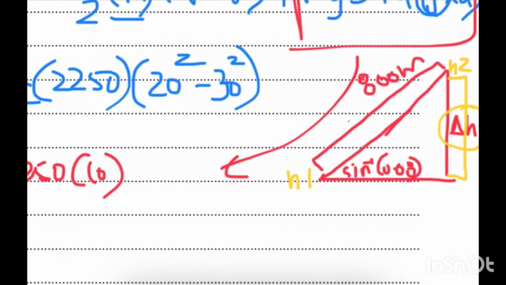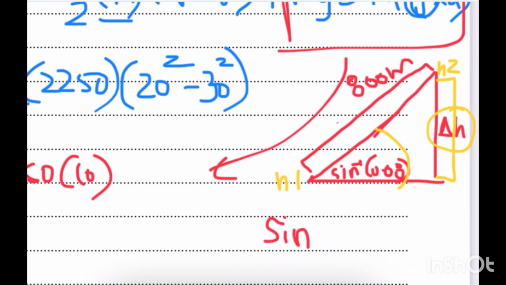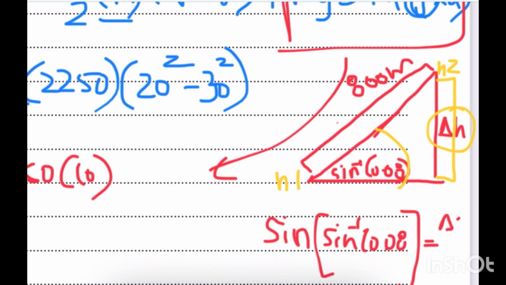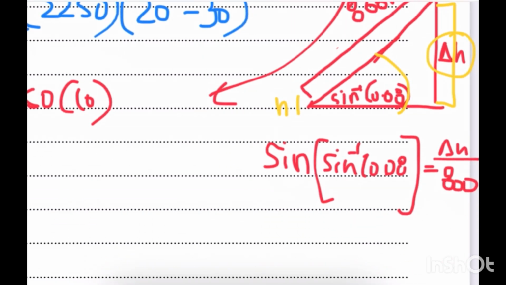So we can use a trigonometric identity, sine theta, where theta in this case will be the angle of the hill. They've given us the angle as sine inverse 0.08. That means sine of sine inverse 0.08 must equal the perpendicular, which is the change in height, over the hypotenuse, which is 800, the length of the hill. Now sine of sine inverse just leaves 0.08, so 0.08 must equal the change in height over 800.